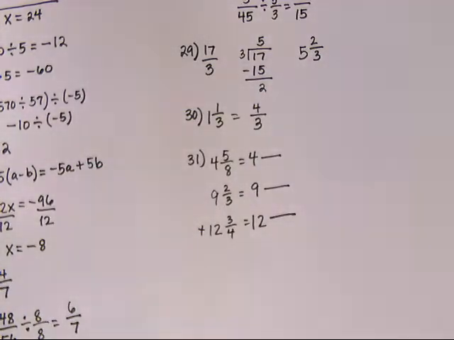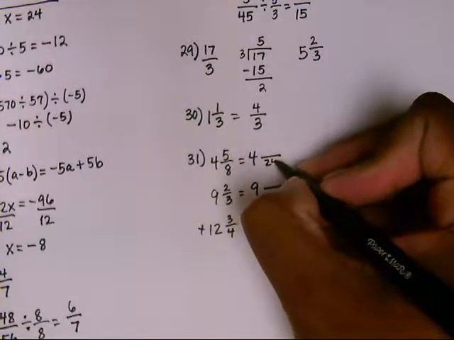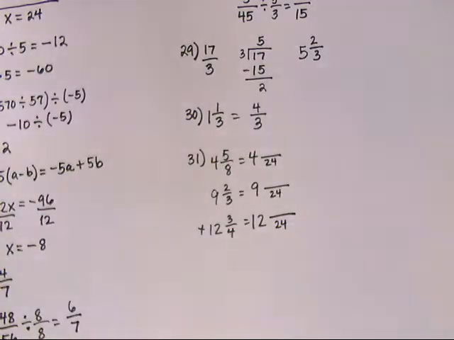Okay, we need a least common denominator for 8, 3, and 4. And by looking at this, it's going to be 24. Because I know 8 times 3 gives me 24, and 24 is also a multiple of 4. So we use 24 as the least common multiple, or the least common denominator in this case.